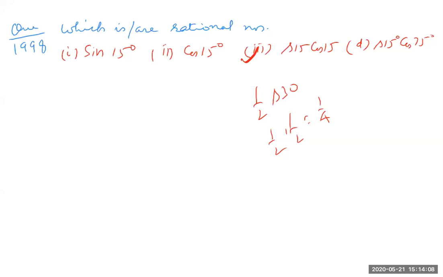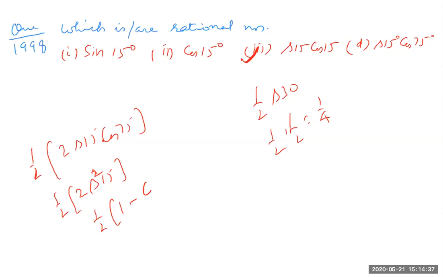Okay, C is correct, no doubt. So in D, what you can do is multiply by 2 and divide by 2. 2 sine 15 cos 75. So you can make cos 75 into sine 15. See, cos 75 is how much? Sine 15. So this is 2 sine square 15. And 2 sine square theta is equal to 1 minus cos 2 theta, so 1 minus cos 30. So this is equal to 1 upon 2, 1 minus cos 30, which we know is root 3 by 2. So this is not rational. Understood?